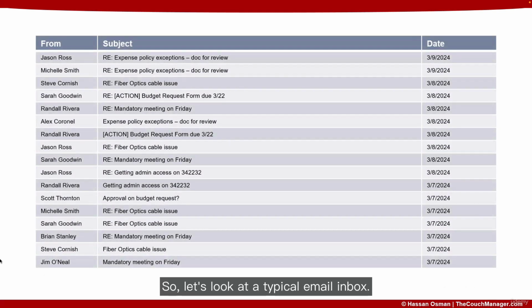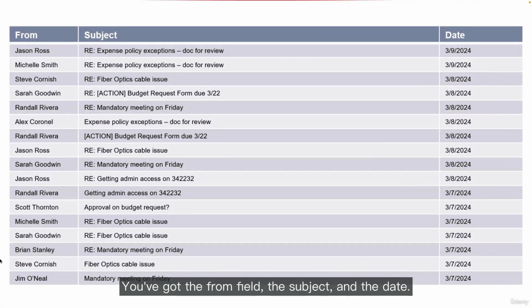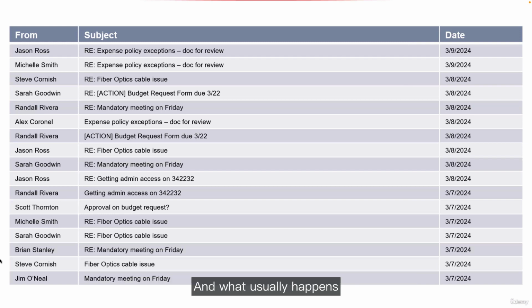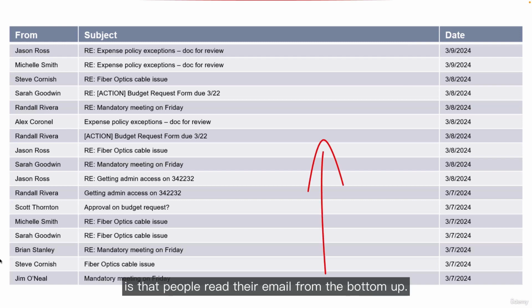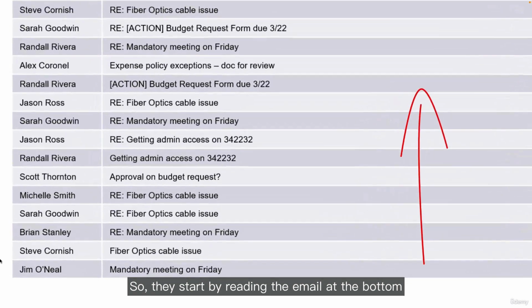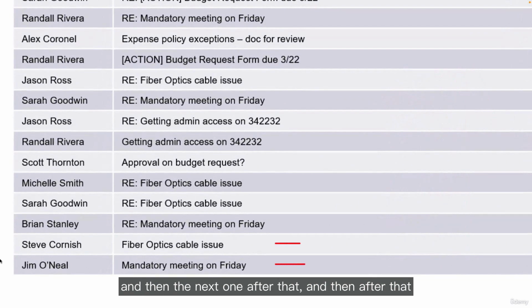So let's look at a typical email inbox. You've got the from field, the subject, and the date. And what usually happens is that people read their email from the bottom up. So they start by reading the email at the bottom, and then the next one after that, and then after that, and responding to each as they go along.